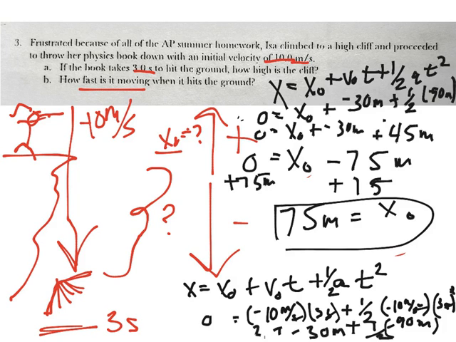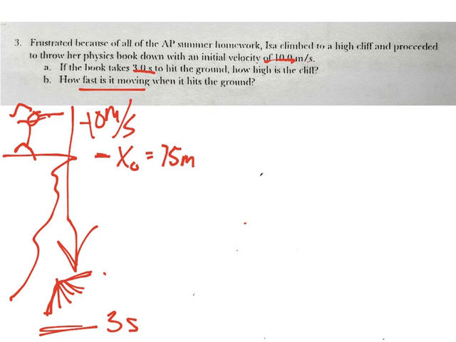Hopefully this video was informative for you. Oops, I got ahead of myself. Still got to do B. Thought I was done. Alright, I erased some of the old stuff. I wrote in what we now know, that the distance was 75 meters, in case that's useful. And then B is how fast is it moving when it hits the ground.